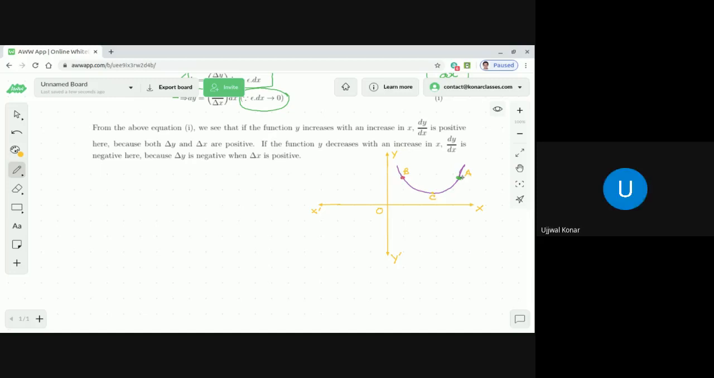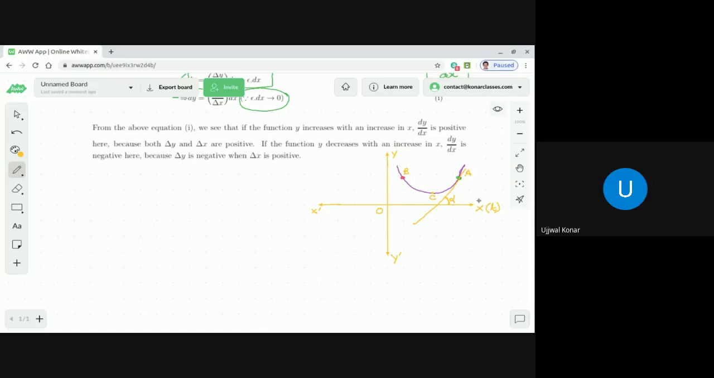Now think about the point A. If you draw a tangent, suppose the x-axis is time, then what will happen? This is the slope, the tangent. What is the value? Suppose this value is alpha. Alpha is acute, yes?